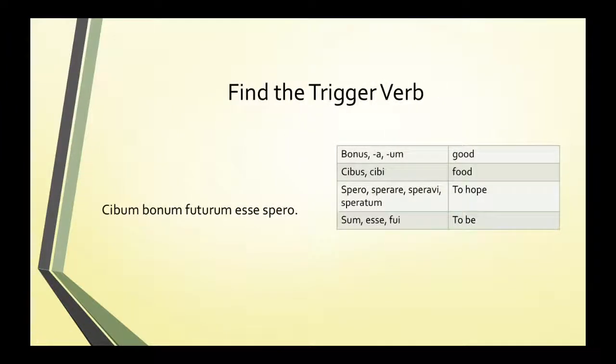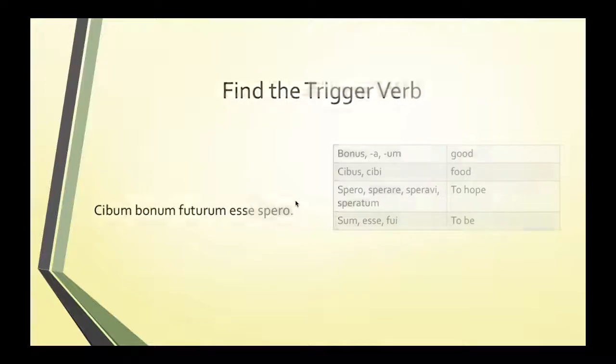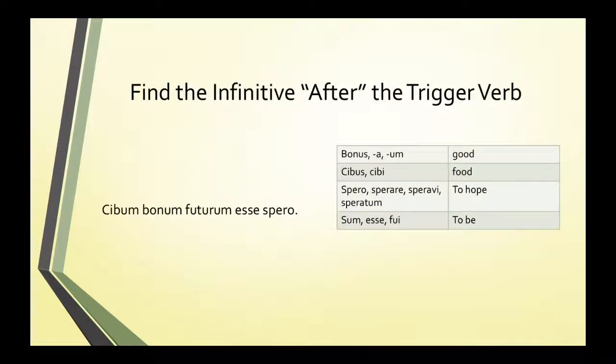Now let's look at a new sentence. Cibum bonum futurum esse spero. Can you find the trigger verb? If you thought spero is the trigger verb, you are correct. Now it's time to find the infinitive, which will follow the trigger verb. Can you find it? Are you surprised to see that it is not just the word esse, but futurum esse? Remember that futurum esse is the future active infinitive of sum, esse, fui, to be.